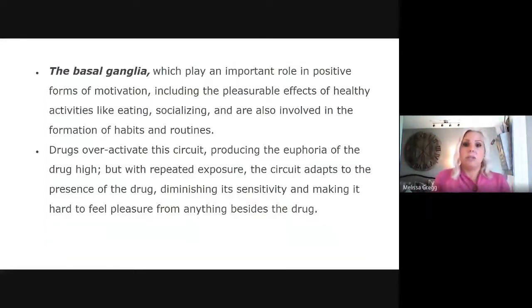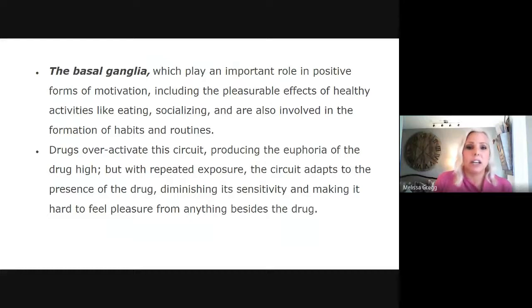Okay, the basal ganglia play an important role in positive forms of motivation, including the pleasurable effects of healthy activities like eating and socializing. Drugs overactivate this, producing the euphoria of that high. Euphoria is that good feeling. But with repeated exposure, the circuit adapts to the presence of the drug, diminishing its sensitivity and making it hard to feel pleasure from anything besides that drug. And that is so scary.